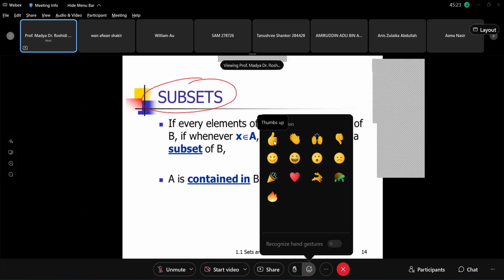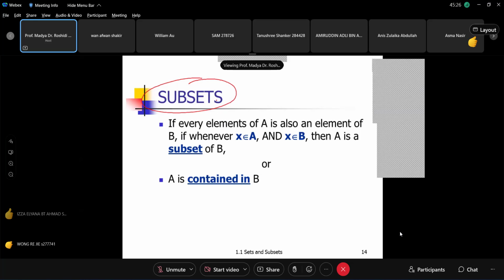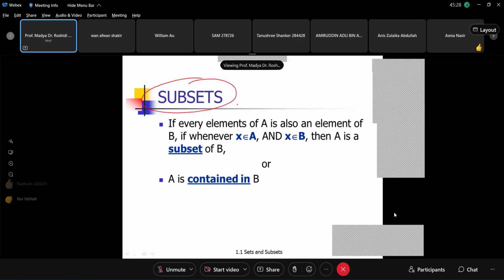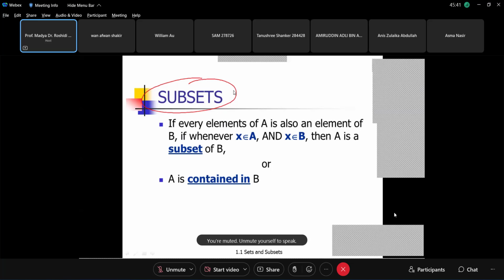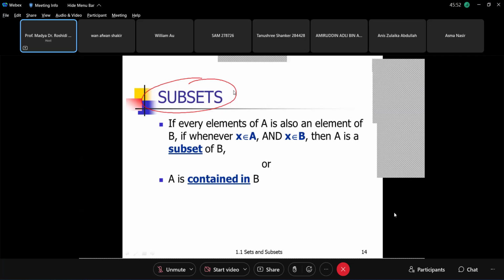Okay, next class we will move to subset. We will talk about subset. So that's the idea behind set. So I hope you can get what a set actually is. So next we will move to subset. Subset means contain in, not include in, contain. They talk about elements. Later, I will touch on it in the next class. So for today's class, we stop here.